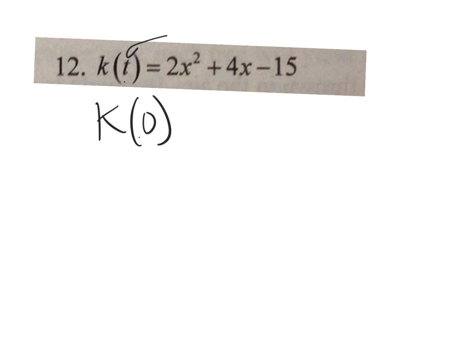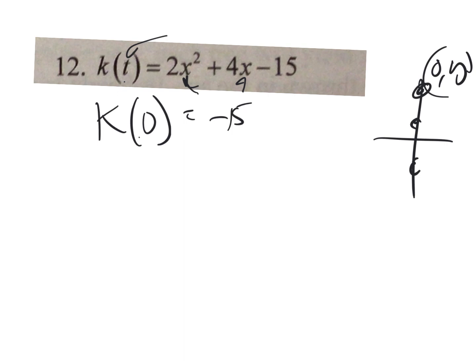Well, if it's a y-intercept, x is always zero, right? Because anything along this y-axis has an x coordinate of zero. So I'm just going to replace everything with zero. If that's zero, that's gone. If that's zero, that's gone. That leaves me negative 15. So the y-intercept is (0, -15).